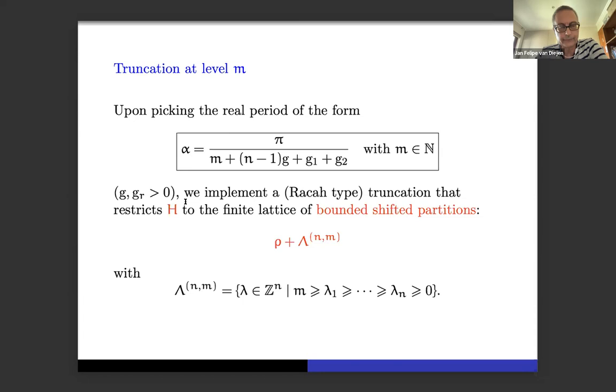And the operator, which was first restricted to the shifted cone of partitions, now truncates on a finite lattice of shifted bounded partitions. Here's the lattice, and it truncates beyond level M. So the whole point is that if you restrict the operator to functions supported on this lattice, it restricts to this space. And the coefficients are in such a way that this space is preserved. So that's nice, because now we have turned the infinite dimensional eigenvalue problem into a finite dimensional one. And this lattice has a finite number of points. So all of a sudden, there is a chance that we can actually do something, even if we don't know much about elliptic stuff.